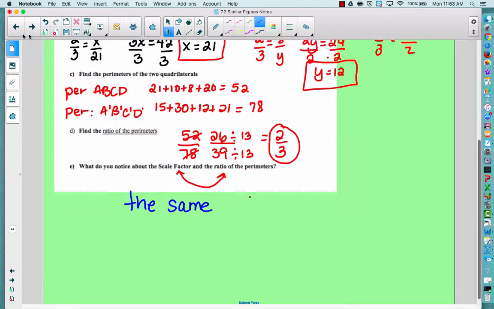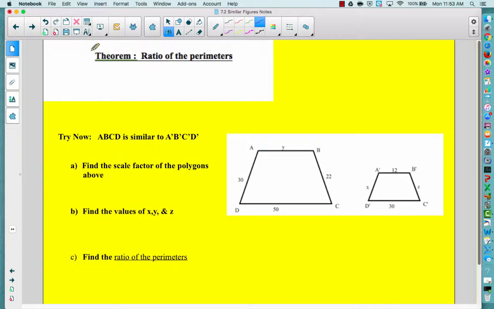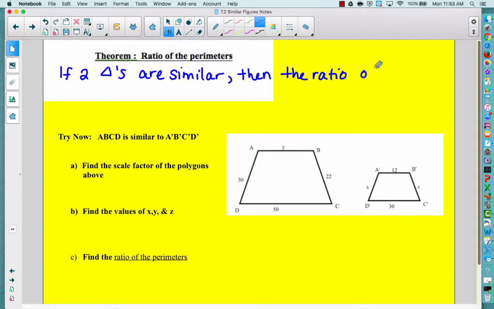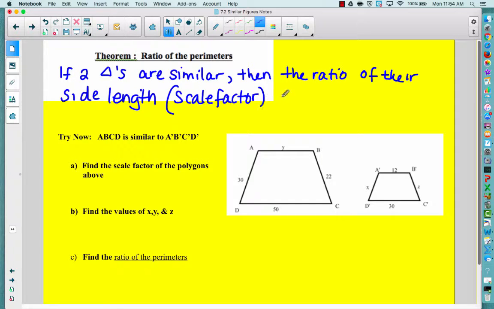All right, and that brings us to our next little theorem. The theorem's called the ratio of the perimeter theorem, and it says if 2 triangles are similar, then the ratio of their side lengths, so their scale factor, is equal to the ratio of the perimeters.